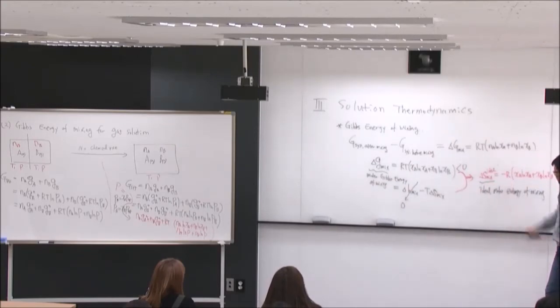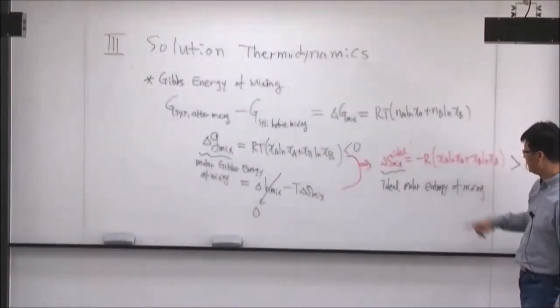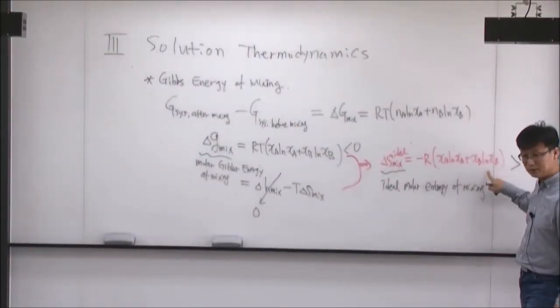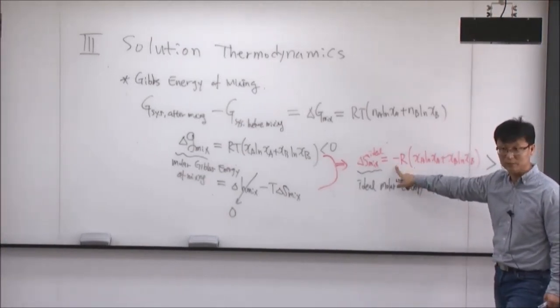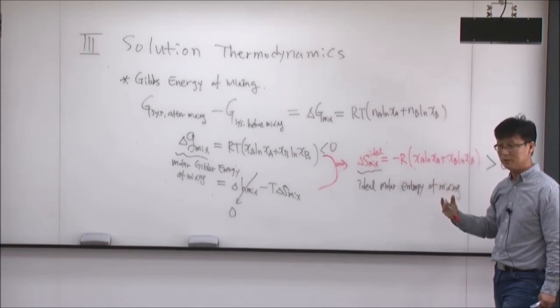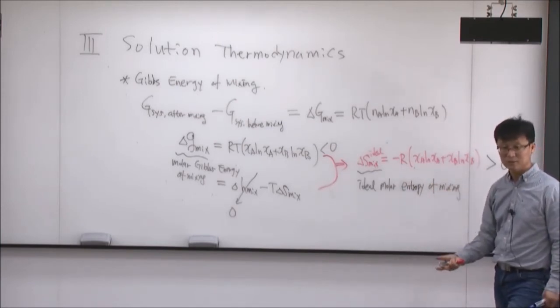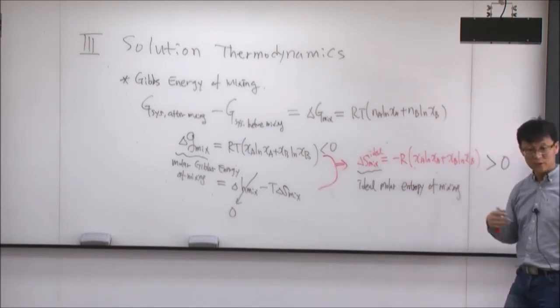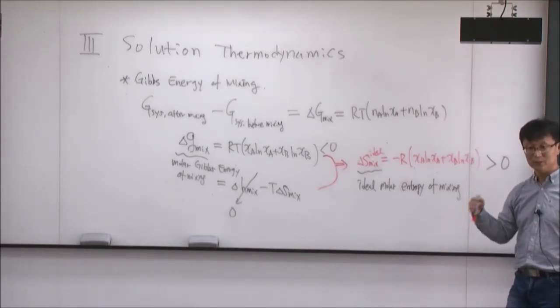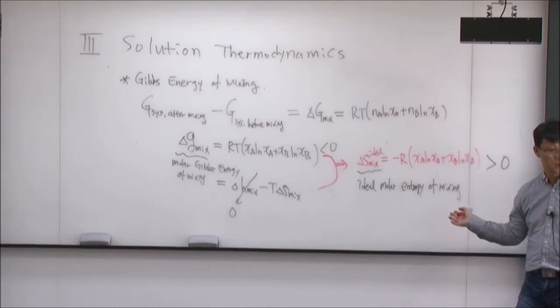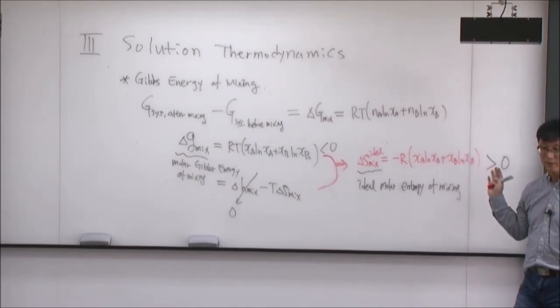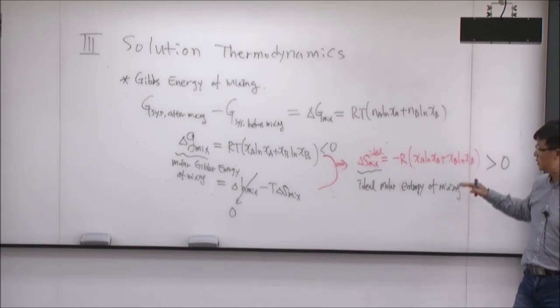And this ideal mixing entropy in this case is minus R, XA ln XA plus XB ln XB. So ln XA and ln XB are of course negative terms, but now with the negative in front, it becomes positive. So entropy of mixing is positive. Entropy of mixing means the degree of disorderliness increases by the mixing. Is it okay? You good? This is a very important concept.